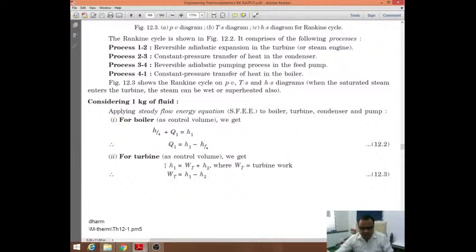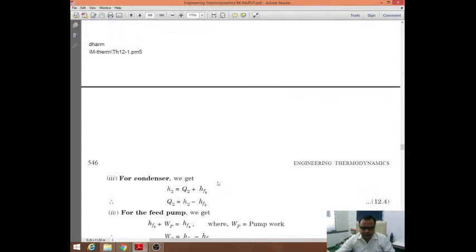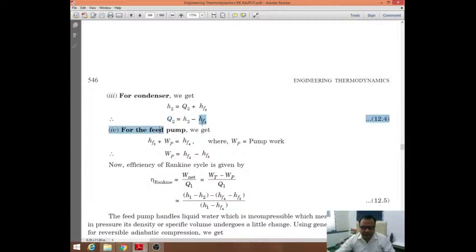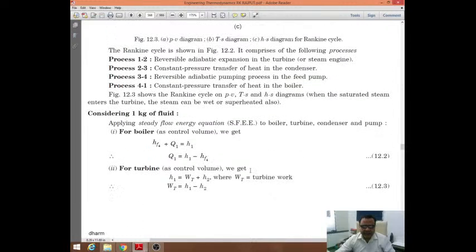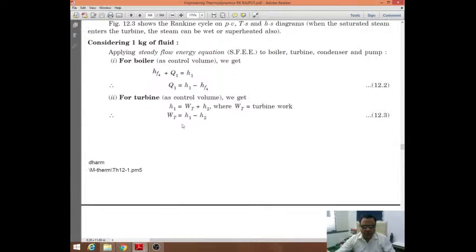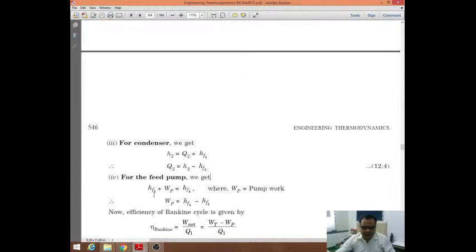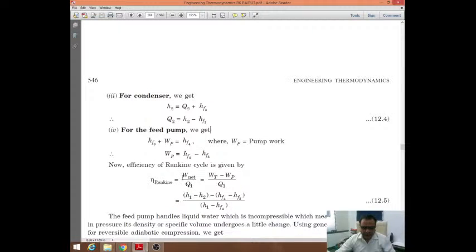Then for a turbine, the work of the turbine can be obtained by simply knowing the enthalpy change in the turbine, that is H1 minus H2. Similarly, the heat rejected in the condenser can be calculated from the enthalpy change H2 minus hf3. And for the feed pump, the work of the pump is hf4 minus hf3. From that we can find the efficiency of the Rankine cycle. What is the efficiency? Output upon input. What is the output? The turbine work minus the pump work. So net work, that is turbine work minus pump work, divided by what is the input?